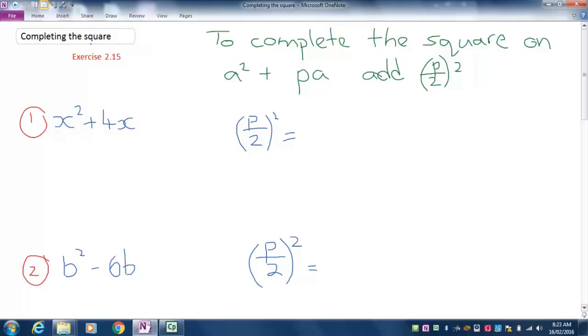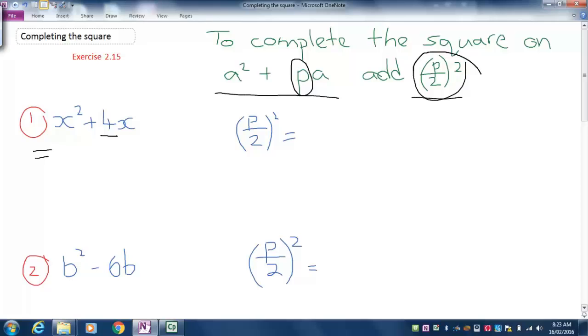When we're asked to complete the square on an expression, we use this rule here. So we're looking for the coefficient of the term whose pronumeral is to the power of 1, and then we take that number, divide it by 2, and then we square the result to complete the square. So here's an example from exercise 2.15, question 1.